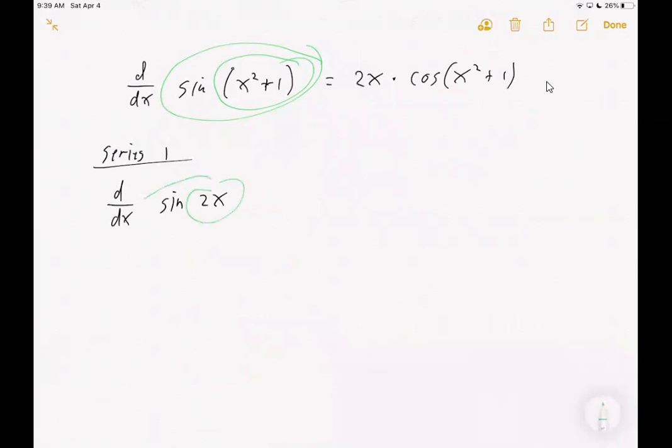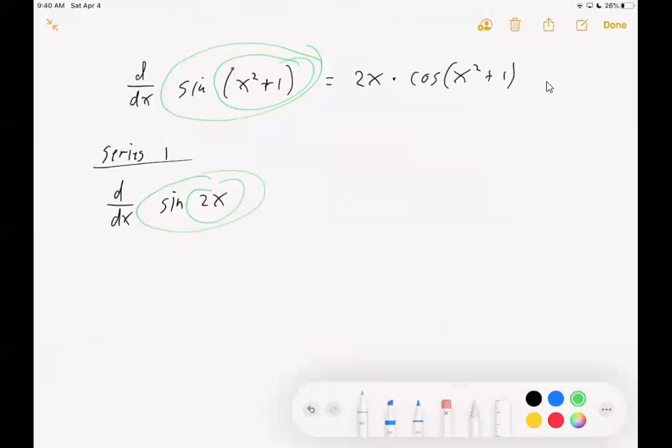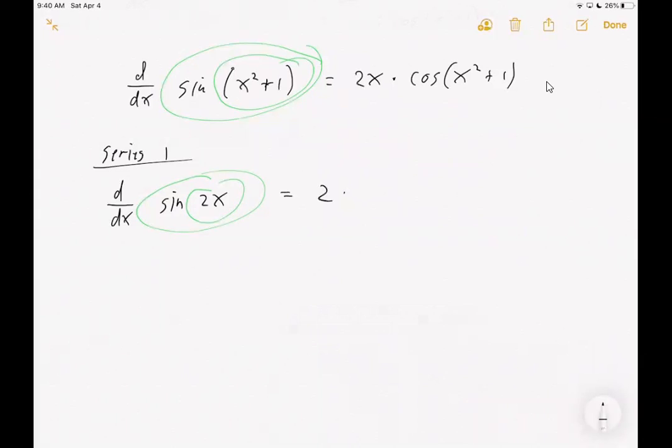Inner ring is 2x, outer ring is the sine function, right? So then quickly, the answers. I think this is easiest to go inside out. So the inner ring has a derivative of 2. The outer ring is the cosine function, but that's a cosine of 2x, and you have the answer, right?